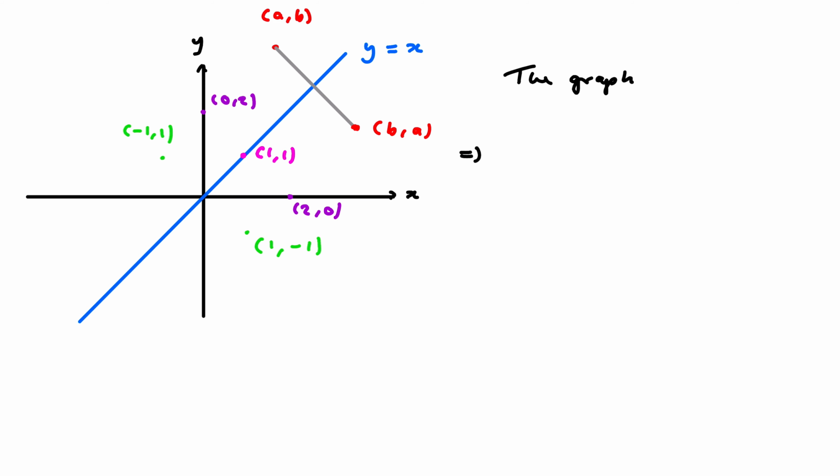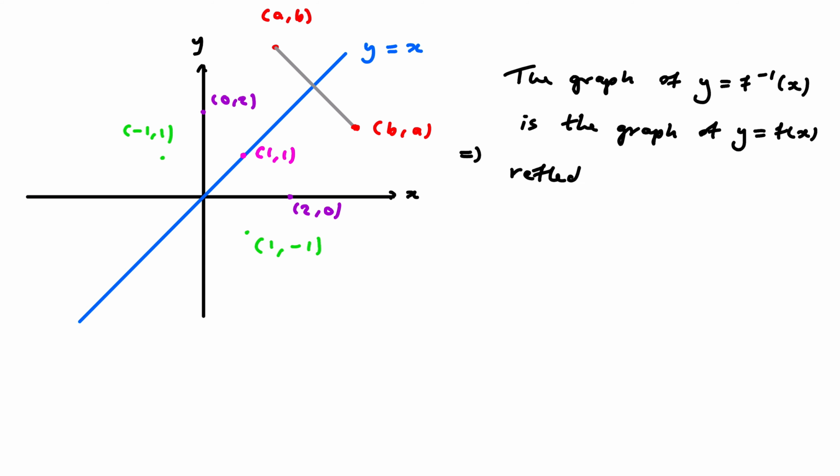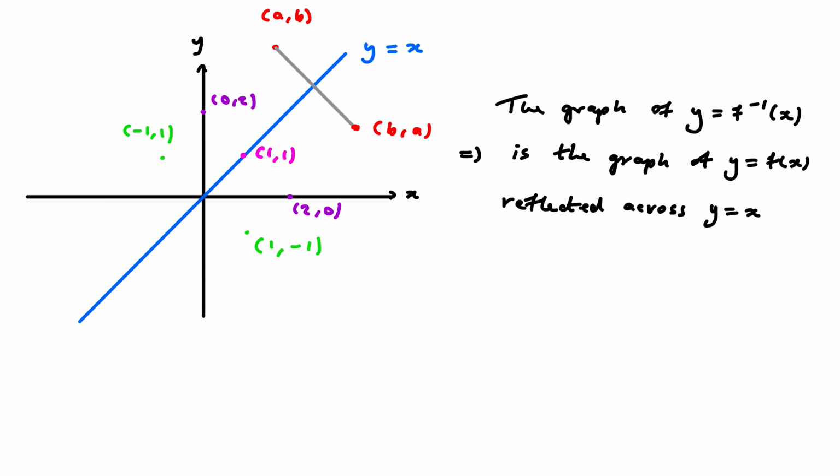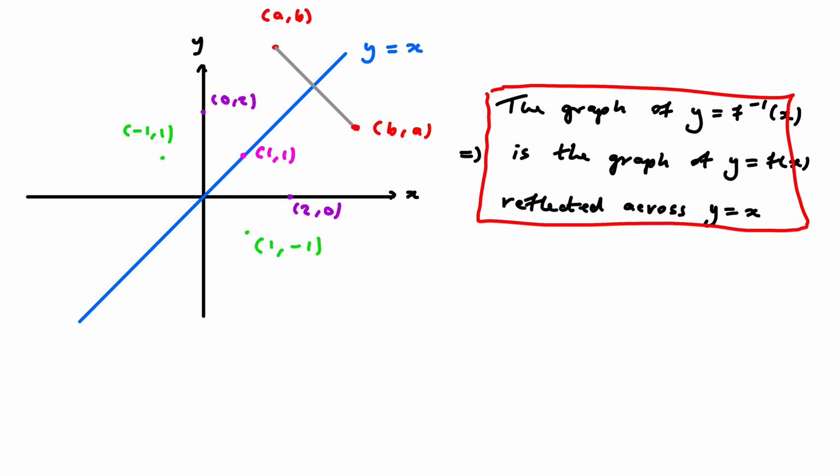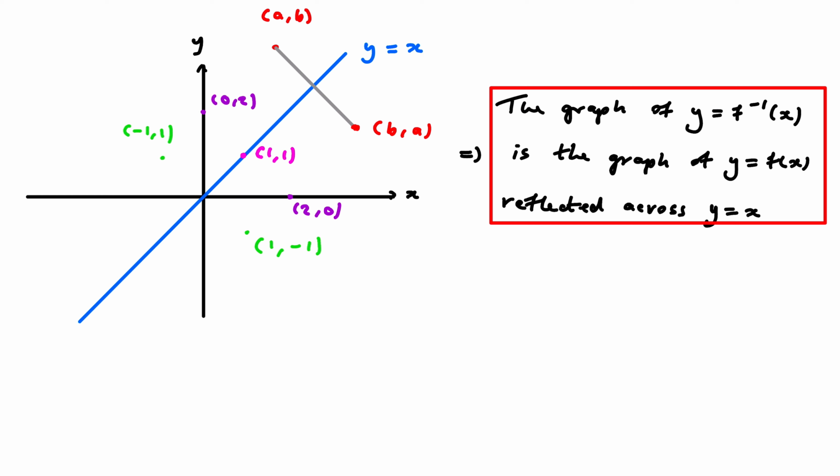The graph of y equals f inverse of x is going to be the graph of my original function with the x and the y interchanged. So that means reflected across the line y equals x, this blue line in this picture. So this is a really nice geometric way to interpret this interchange of the x and the y coordinates.